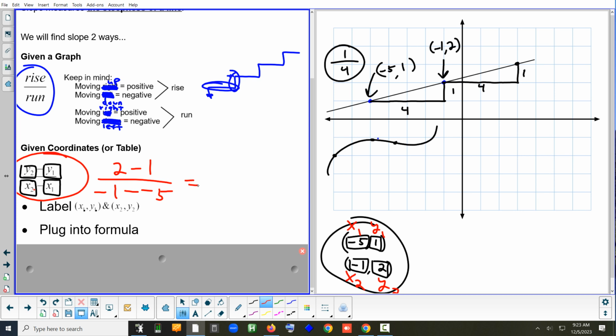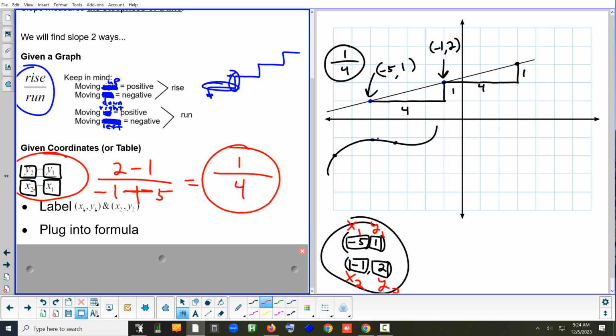So what do you get in the top? What's 2 minus 1? 1. And in the bottom, when you have -1 minus -5, what happens when you do minus a minus? It becomes a plus. It doesn't always turn into a plus, it just did this time because it was minus a minus. And what's -1 plus 5? 4. And that's the slope of the line.